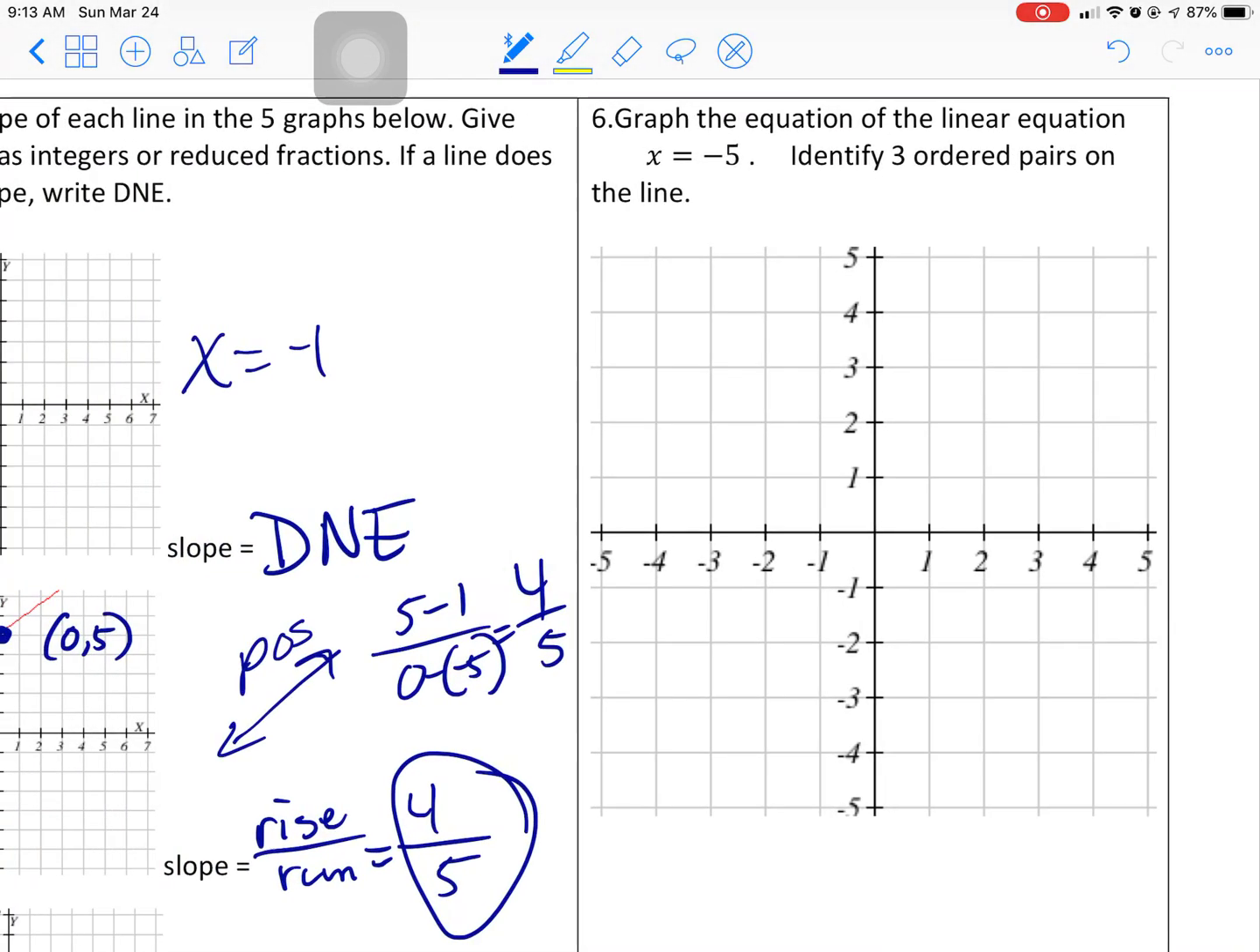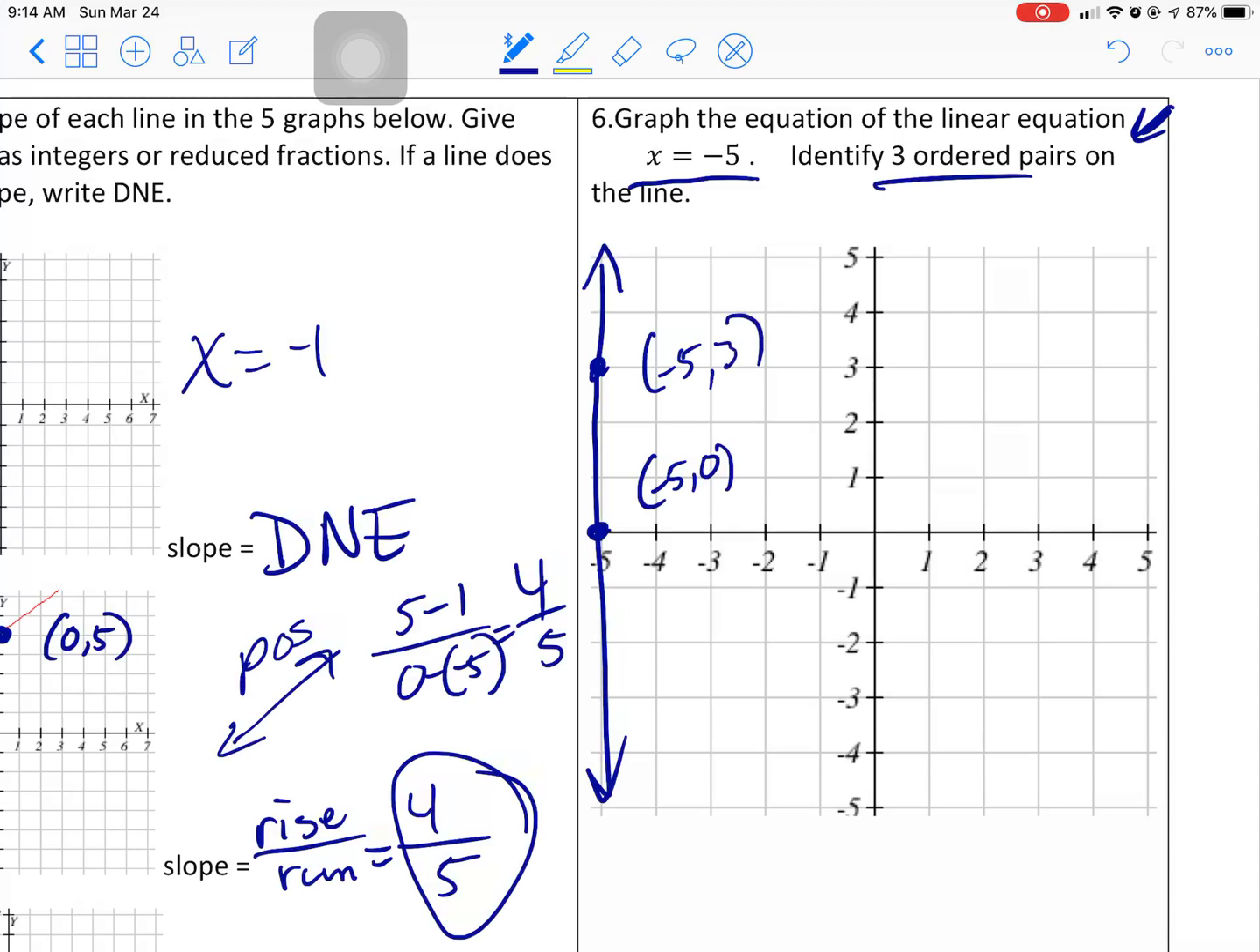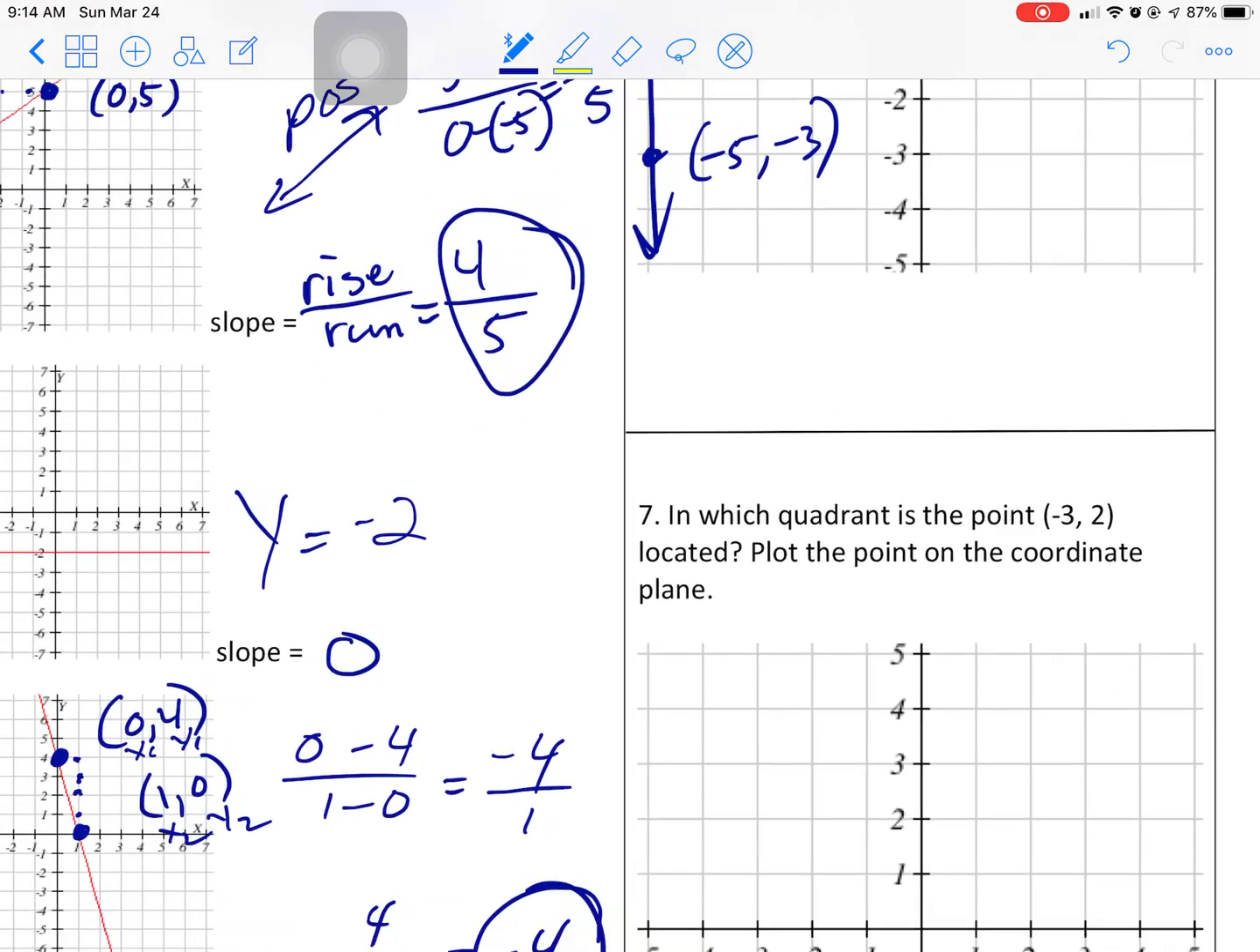All right, this one says graph the equation. x equals negative 5. Negative 5s go this way, right? Identify 3 ordered pairs on the line. There's one there. What's that? (-5, 0). How about that one there? That is (-5, 3). And down here, that would be (-5, -3). I just picked any old 3 and identified them. Done.